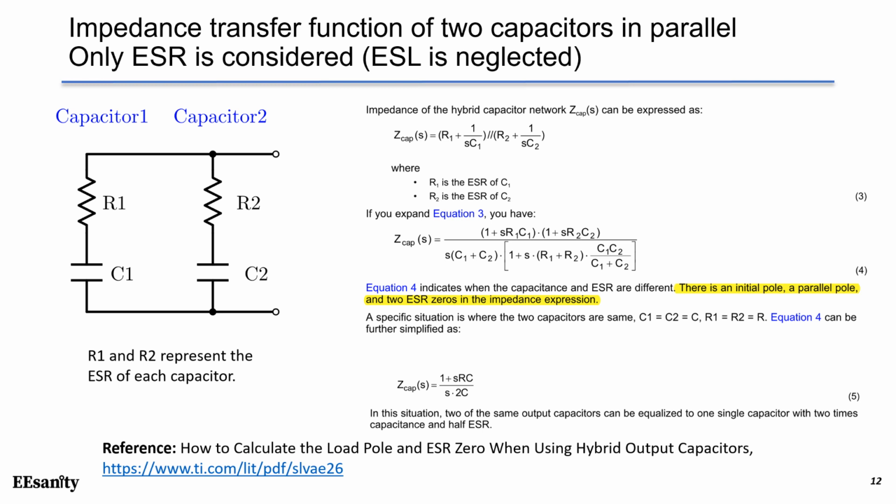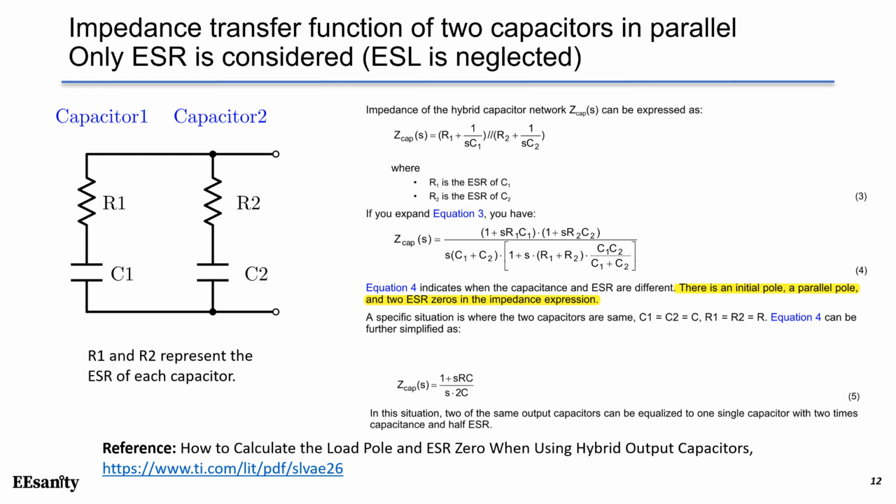If we have two capacitors in parallel and we only consider the ESR, ignoring the ESL, in this case it's just two RC networks in parallel. We can derive the impedance and the transfer function of the overall impedance. So you can see this transfer function. In the numerator, we have two left half plane zeros. In the denominator, we have an origin pole and another left half plane pole. So it looks like a complicated impedance for this overall capacitor.